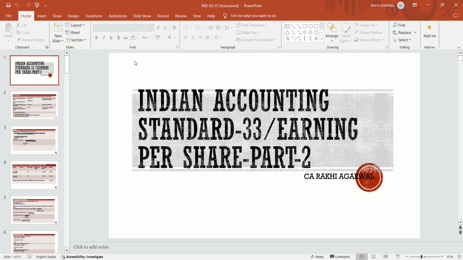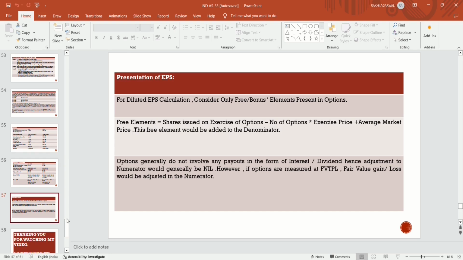Then we will discuss the measurement of diluted EPS, computation of diluted EPS. What is the procedure to compute the diluted EPS along with some important examples, determining the sequence for computing the diluted EPS. So let's start our topic.